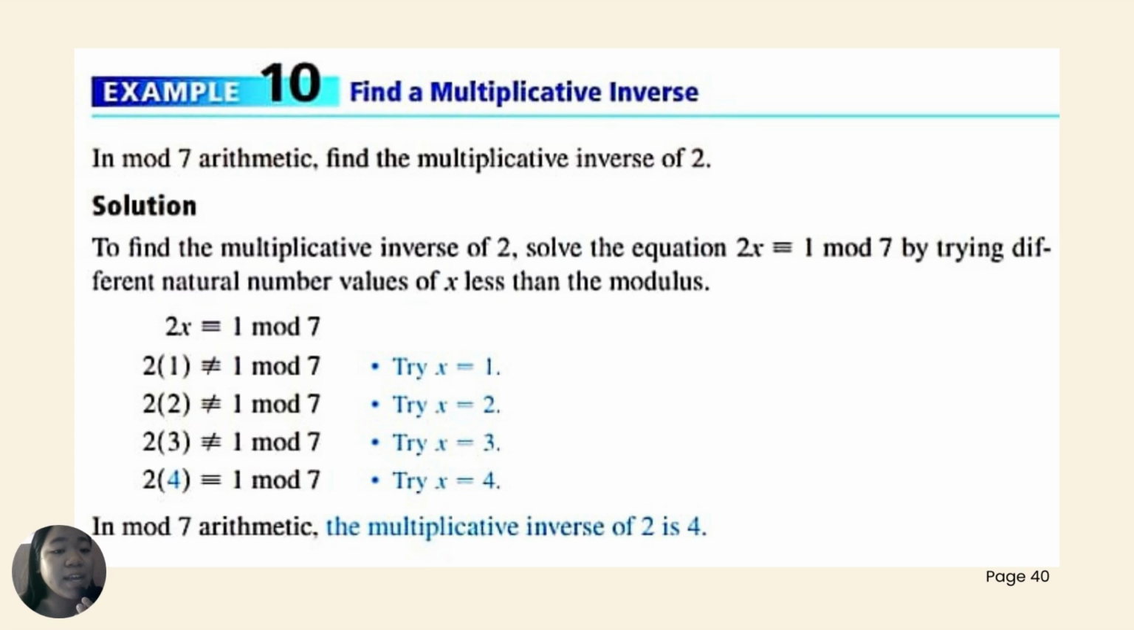By trying different natural number values of x less than the modulus, we will get our answer. It is just substitution, class. The whole numbers we substitute should not exceed our modulus, which is 7. So for 1, 2 times 1 is not congruent to 1, so it is not a solution. 2 is not a solution, 3 is also not a solution, and then 4. 4 is a solution, meaning in mod 7 arithmetic, the multiplicative inverse of 2 is 4.